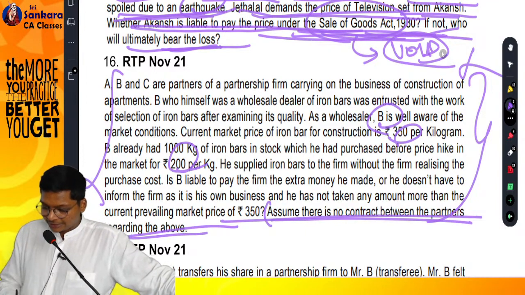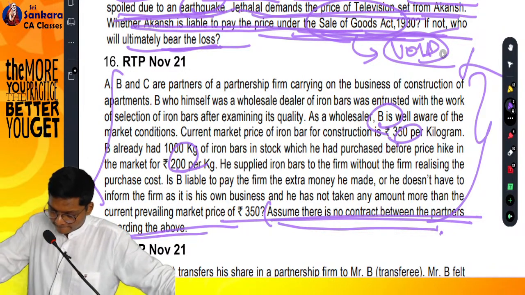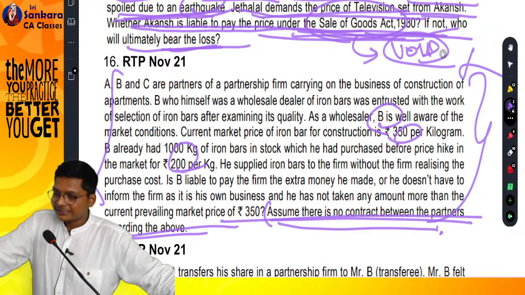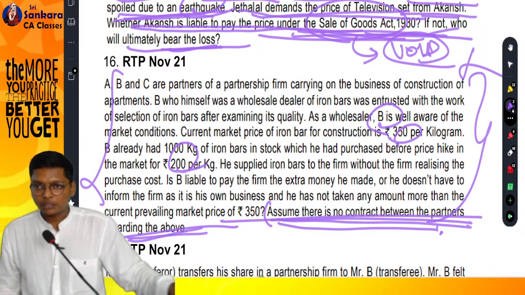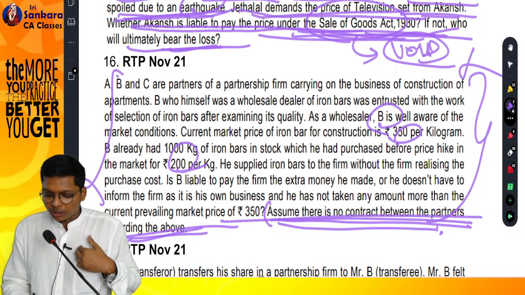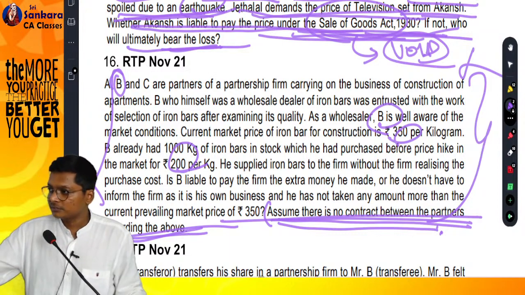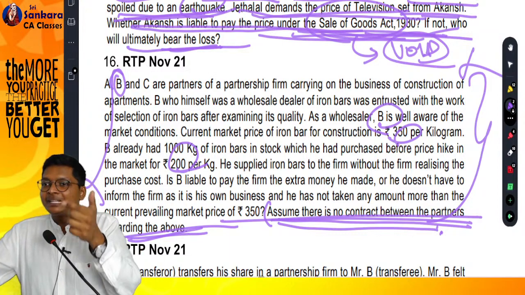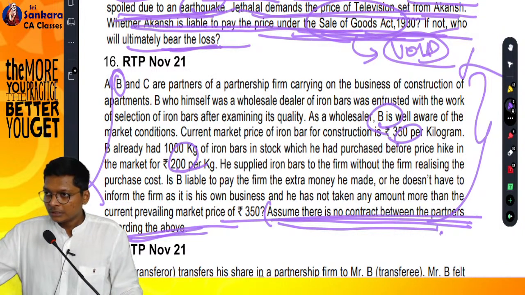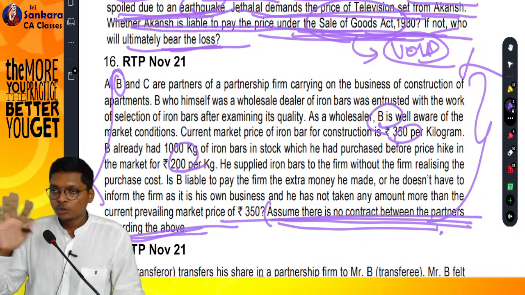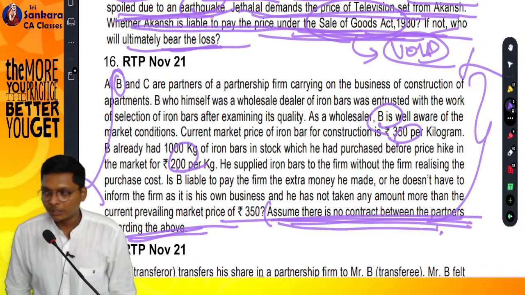I'll explain this. It assumes there's no contract. Assume there is no contract between the partners. What is B saying? You never informed me that I should not make secret profit. It is not there in the partnership deed that if I make secret profit, I have to return it. Are you able to follow? Is it necessary for that to be in the contract? No. If it's not there in the deed, the Act provision will override. Able to follow?